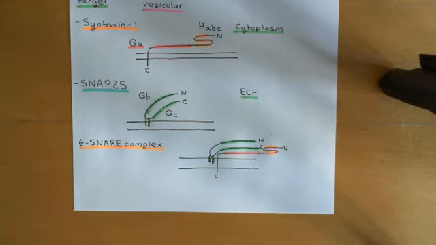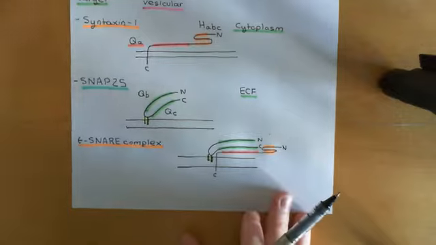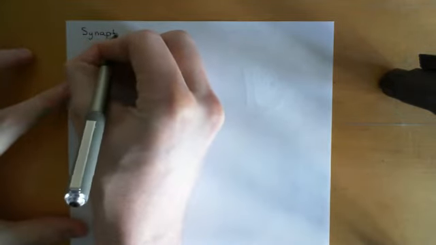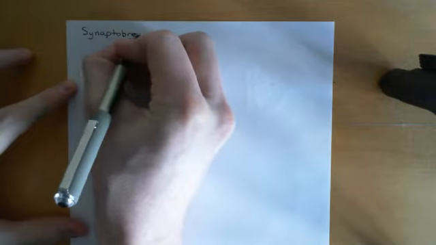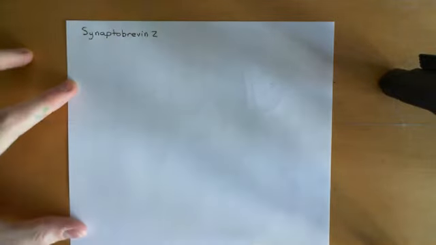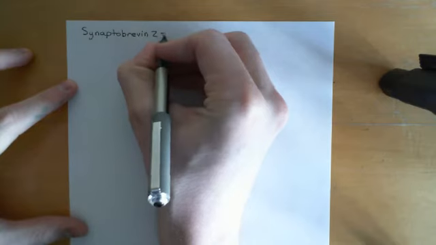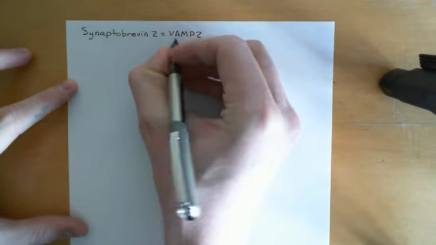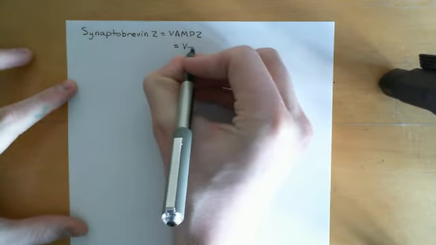Okay, now what's going to happen is we're going to bring in the V snare. So I'll go over the page and we can talk about the V snare. So the snare protein now that's in the synaptic vesicle membrane. Okay, so there's only one type of V snare actually in the synaptic vesicle membrane. Okay, and this is called synaptobrevin 2. Okay, now synaptobrevin 2 also has another name that you might come across. It's also called VAMP2.